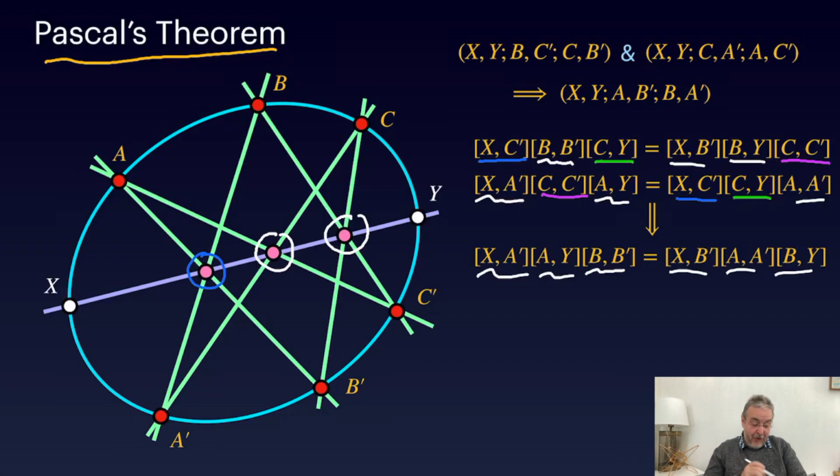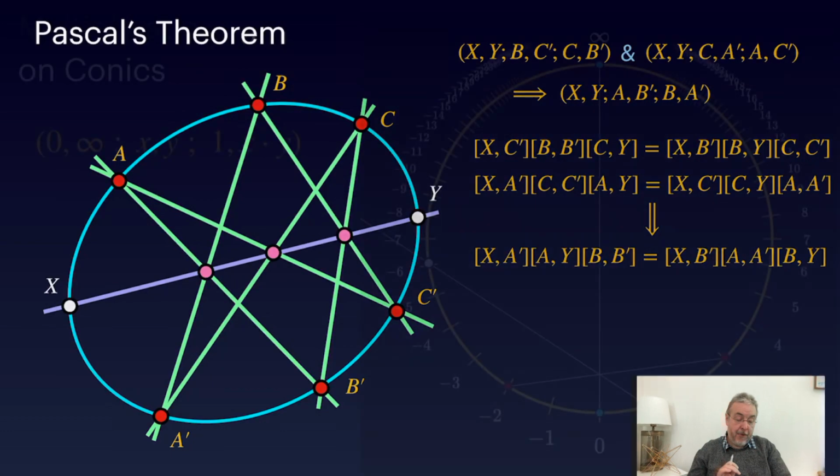And if you look at it, these points x and y only played a role in the proof, but not in the theorem. So they play the role of some kind of auxiliary points.